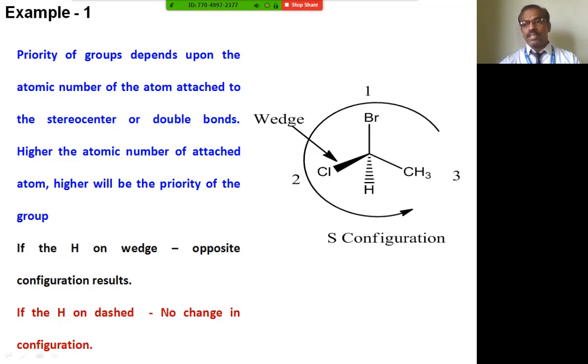See now, on the right-hand side I have given an organic molecule. The chiral center, a stereocentric molecule, is here. So how to do that now? You know the rule now. Cahn-Ingold-Prelog rule. What is the rule? It says that according to atomic number, first point of atomic number. So that's it, I represent here. Priority of group depends upon the atomic number of the atom attached to the stereo center or double bond. The higher the atomic number of the attached atom, the higher will be the priority of the group.